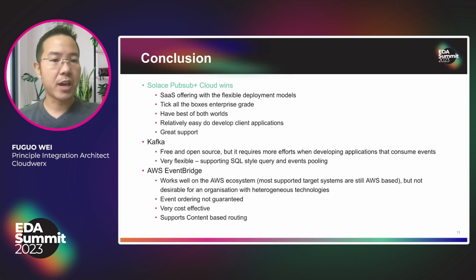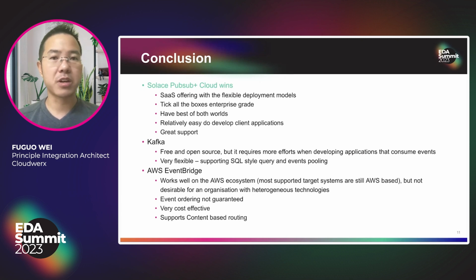This is really to compare the other two, as you can see here. Well, Anypoint MQ I don't mention it here because it's not really enterprise grade. EventBridge, I would say it's just a simple queuing system. Kafka is free and open source, but it requires a lot of effort. Obviously, it's a lot of DIY that you need to do. And it's very flexible. It's got a SQL, query-based language for you to query the messages and all that. And for events polling, that's great.